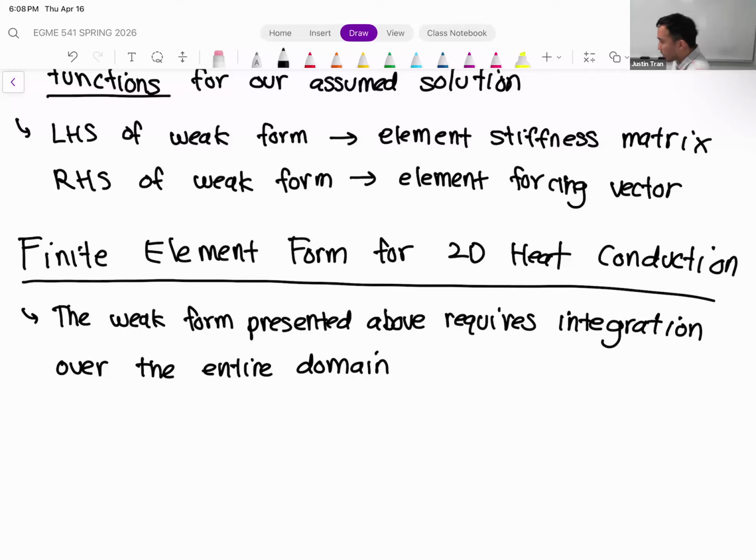Right? That's how we did our 1D problems as well. When we solve for our approximate weak form solutions, remember we are integrating across the entire domain from x equal to 0 up until x equal to l. In 2D, this becomes a lot more complicated because our domains can take any number of shapes. So it's not really practical to perform this integration across the entire domain when our domain can take any kind of complex shape.